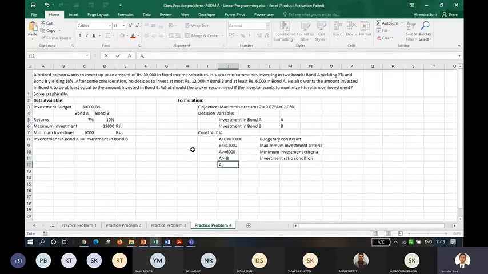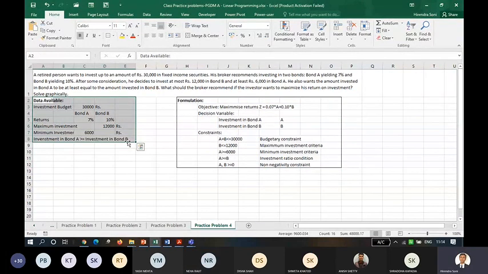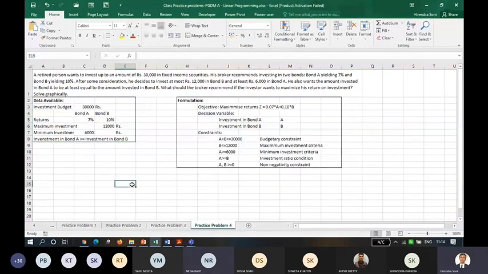Last is A and B has to be greater than or equal to 0, that is non-negativity constraint. Fine? Yes. सॉल्व कर लेंगे आप लोग? Yes, sir.